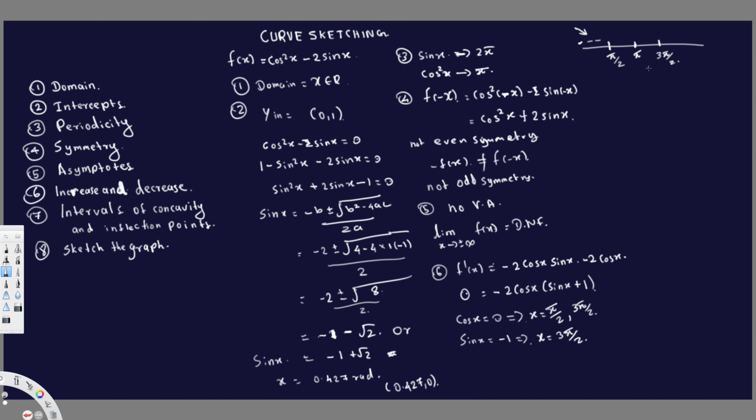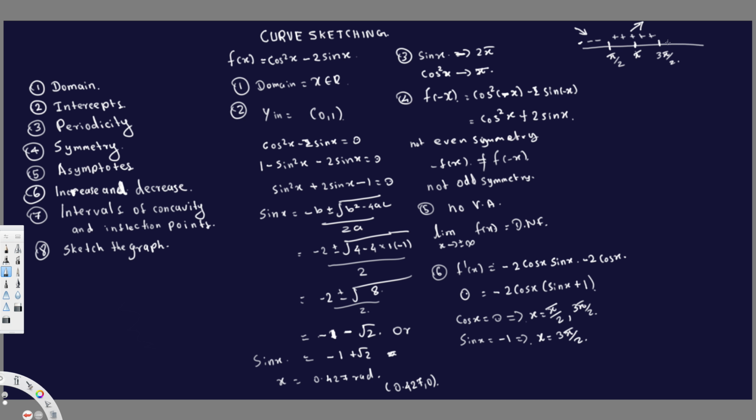So let's check π. If I substitute π for the cos value, cos π is what? Cos π is minus 1. Sin π is 0, so we don't have to worry about this part. And here cos π is minus 1, so minus times minus is going to become plus. So this is plus, so it's increasing.